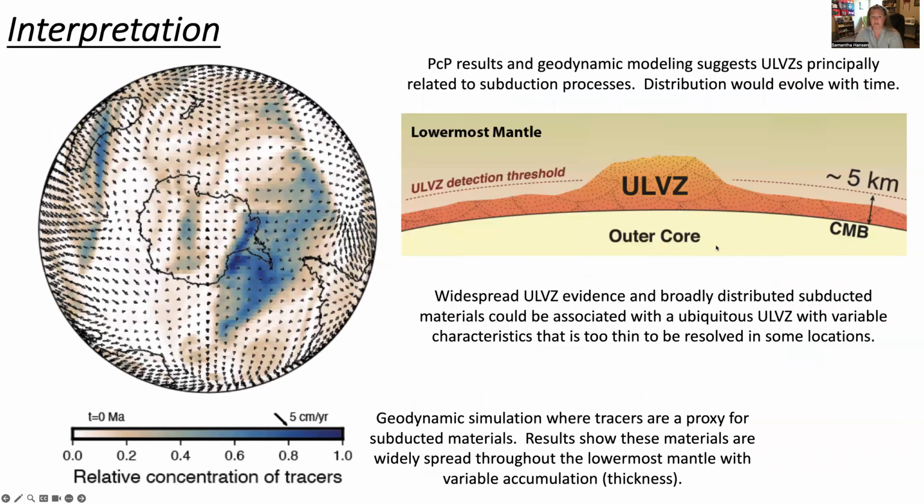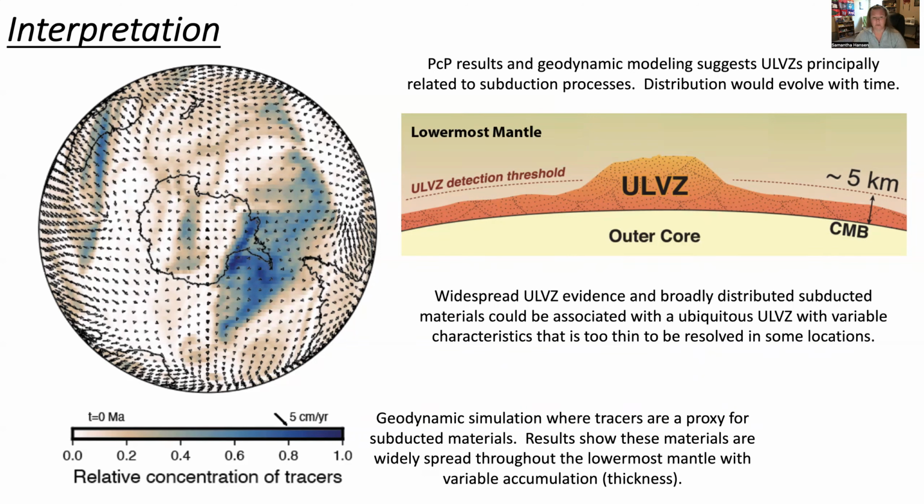So coming back to the bigger scale question of what causes ULVZs, we also looked at geodynamic simulations such as that shown here on the left. In these simulations, we introduced tracers as a proxy for subducted materials. So the tracers are introduced in the shallow mantle. We let the model run for about 200 million years, and we look at where they end up. So what you're looking at here, the colors indicate the concentration of tracers, or if you will, the accumulation of subducted materials along the core-mantle boundary. And you can see this material is kind of everywhere, though with variable accumulation.